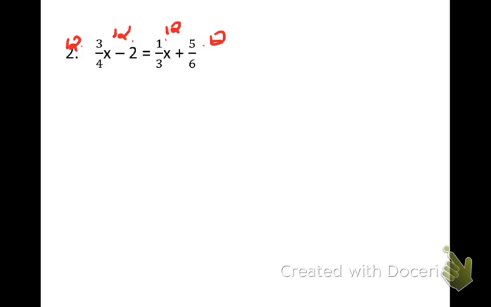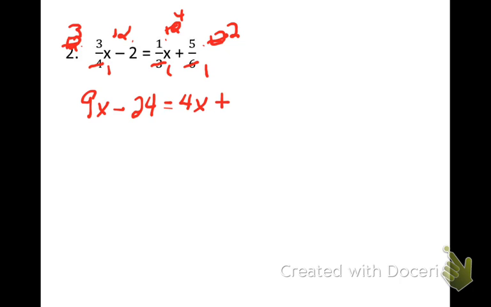And now I'm going to cancel. 4 goes into 4 once, into 12 3 times. So 3 times 3x is 9x. Here nothing cancels, so 12 times 2 is 24. 3 goes into 3 once, into 12 4 times, leaving me 4 times 1x, which would just be 4x. 6 goes into 6 once, into 12 twice, leaving me 5 times 2, which would be 10.